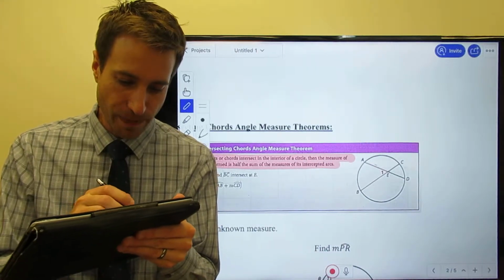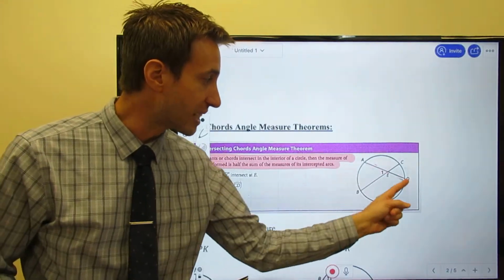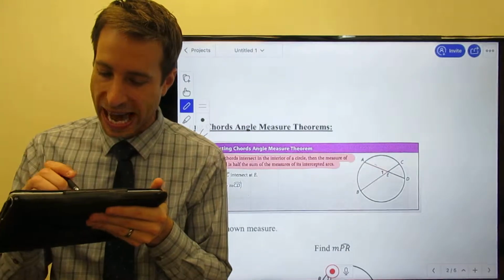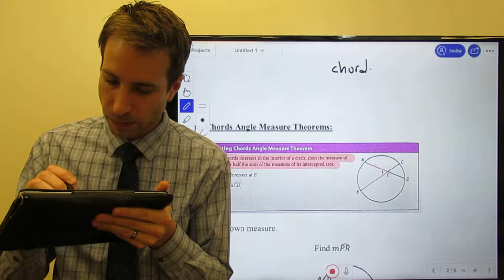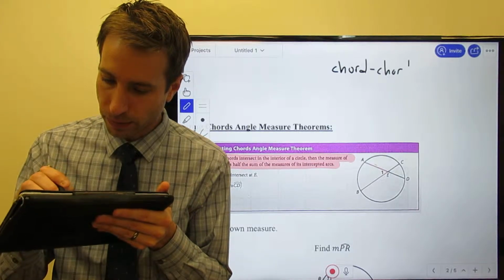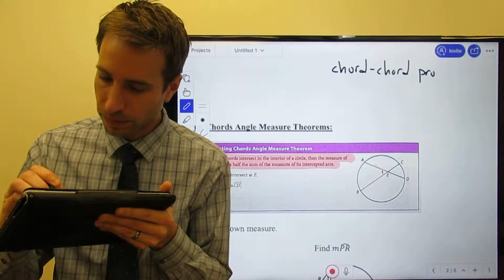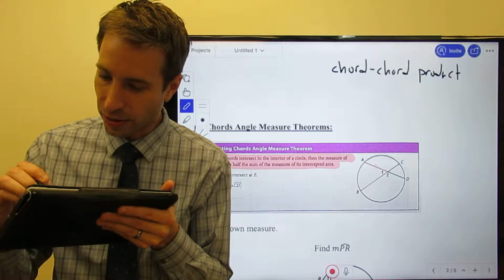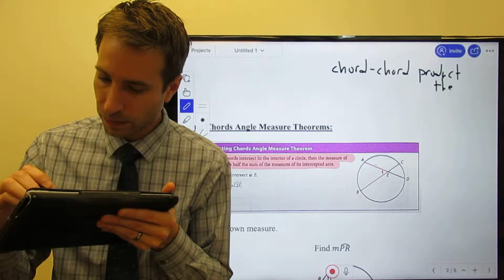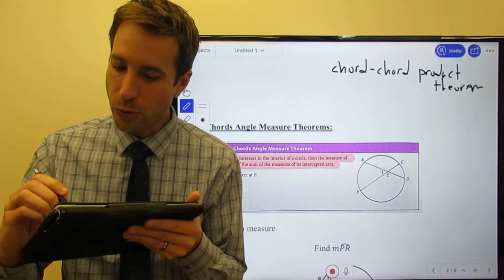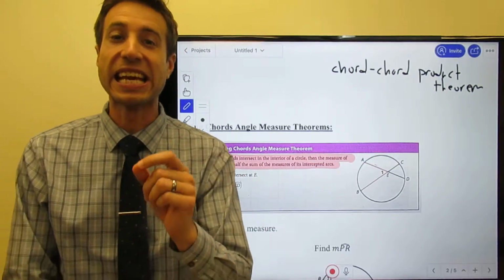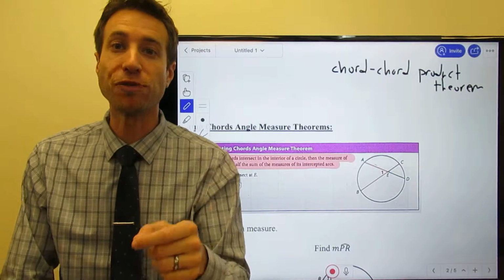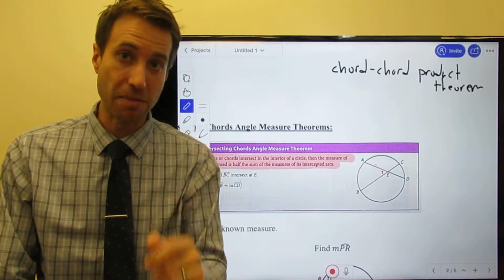In the last section, when we saw chords intersecting inside of a circle, we had what we called the chord product theorem. And remember the way that the chord product theorem worked. It helped you find a missing segment.